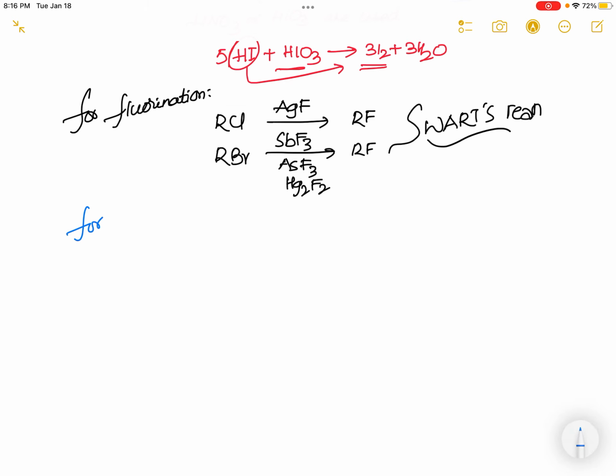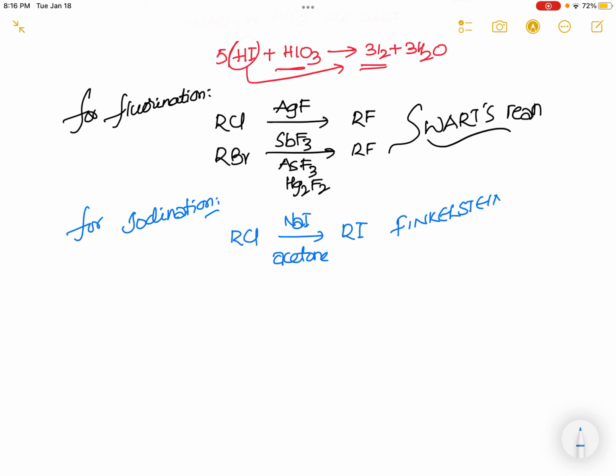For iodination, as we discussed just now, in that way we can go. Otherwise, RCl can be converted to RI by using sodium iodide in acetone. It is an SN2 reaction, sodium iodide in the presence of acetone. This reaction is known as the Finkelstein reaction. The Finkelstein reaction is one very, very interesting reaction. All naming reactions are important, but this is very, very special. Finkelstein reaction.